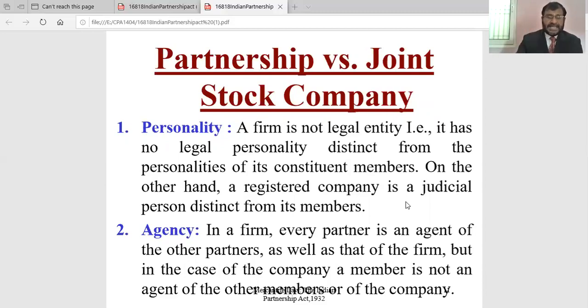Second, agency. In the firm, every partner is an agent of the other partner as well as that of the firm. But in the case of the company, a member is not an agent of the other members or the company. That is, as I told you, the test of the partnership: mutual agency. Mutual agency is lacking in a corporate. It is there in the partnership.